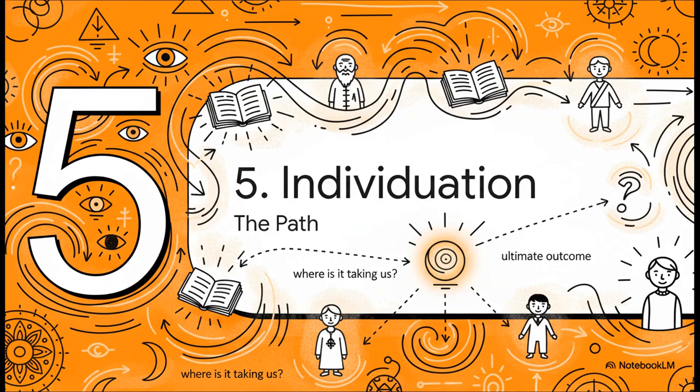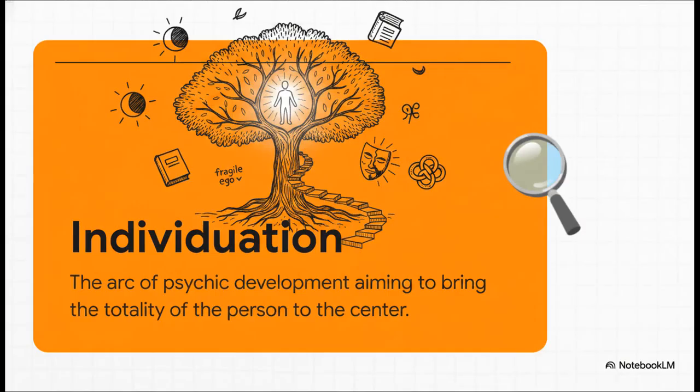So what is the ultimate outcome of all this psychological interpretation anyway? Where is this all taking us? The answer to that is individuation. This is a lifelong process of unconscious maturation that fundamentally heals the soul. Individuation is the journey of becoming who you are truly meant to be. It's about moving the center of gravity in your personality away from your fragile little ego and grounding it in the integrated totality of who you actually are.